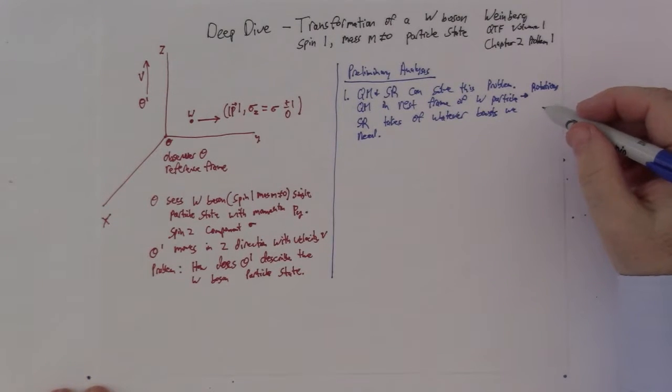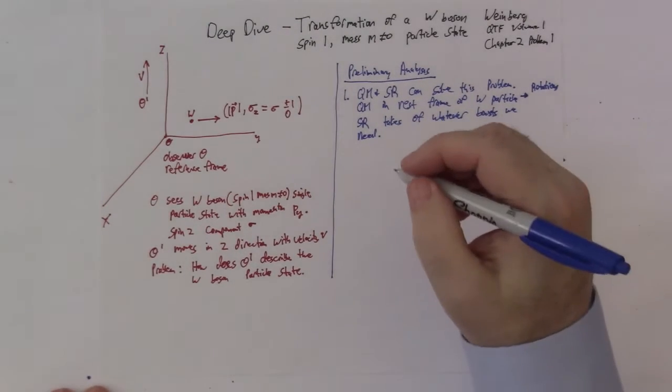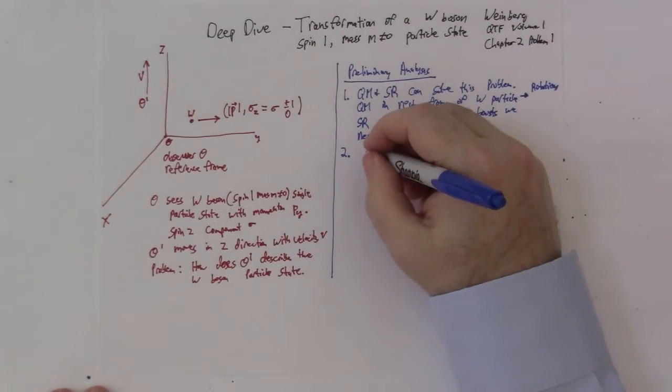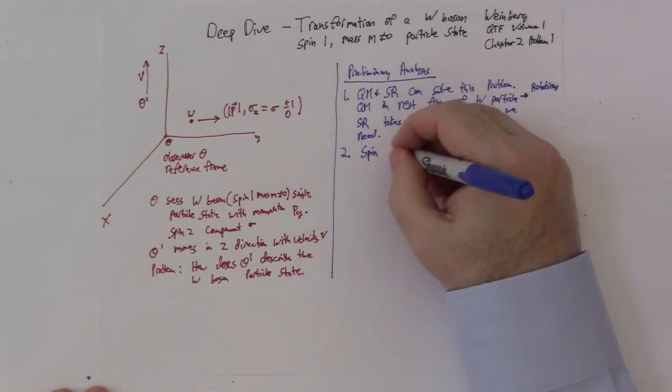So this is why we can solve the problem. Now, the second thing is, it's not that trivial to define the spin state of a moving particle.